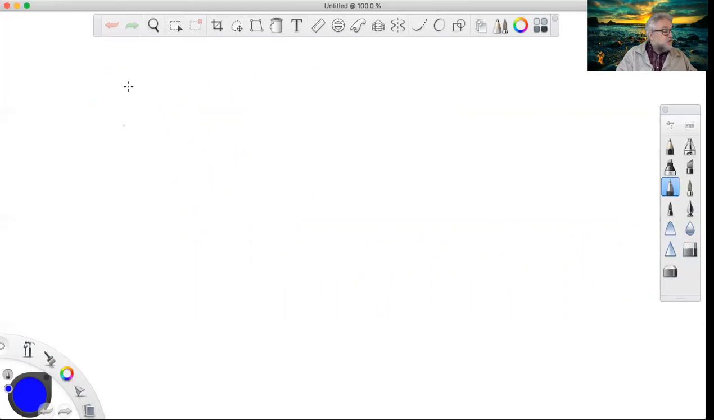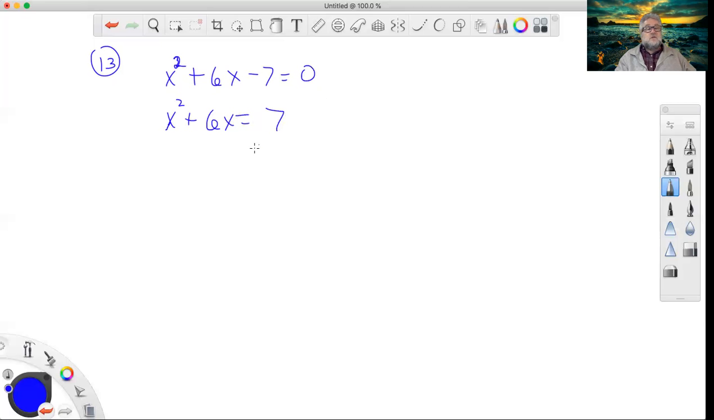Okay, here's one for completing the square, number 13. X squared plus 6x minus 7 equals 0. So I'll move the 7 to the other side, because that's the first step. Get all the x stuff on one side and get all the constants on the other. Then I take this number and divide it by 2. And then I square it. And that's what I add to both sides.